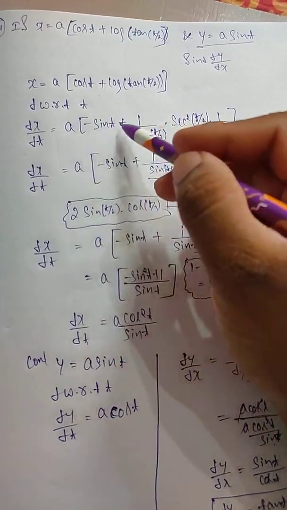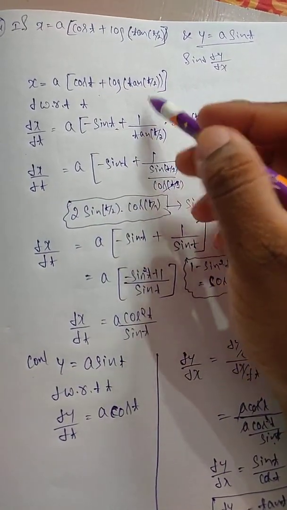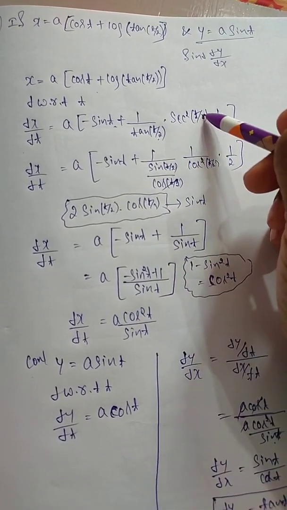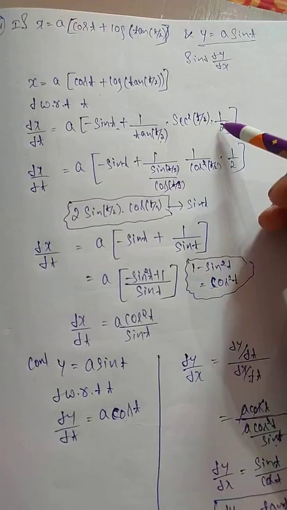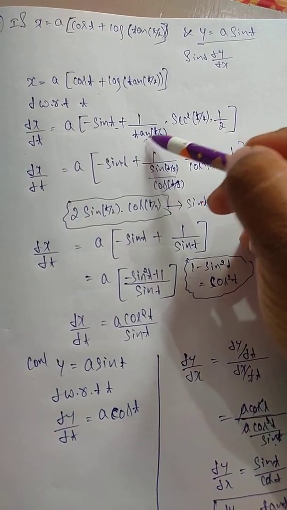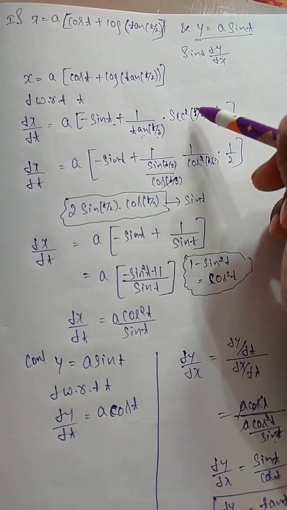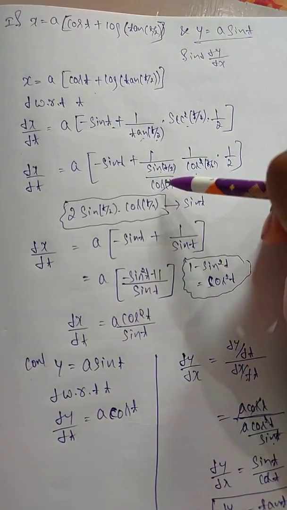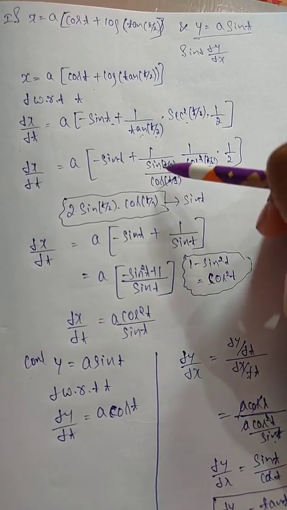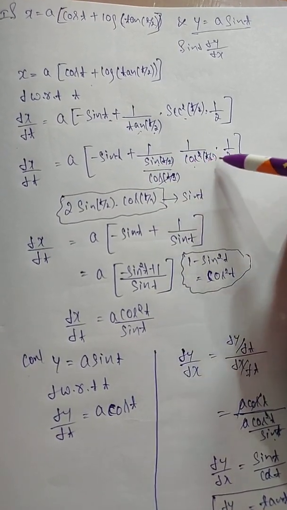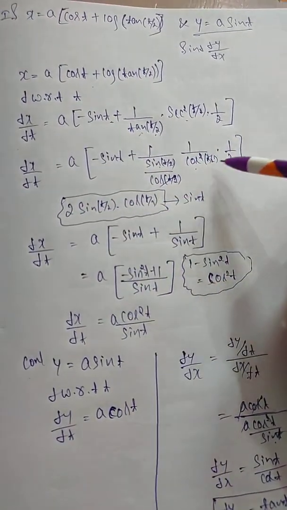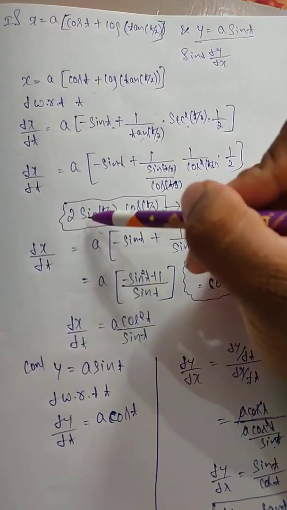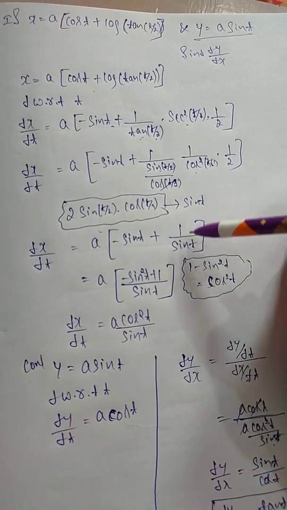Here the differentiation of cos t is minus sin t. The differentiation of log tan t by 2 is 1 by tan t by 2. Again, the differentiation of tan t by 2 is secant square t by 2, and the differentiation of t by 2 is 1 by 2. So this is a chain rule differentiation. In the next step, tan t by 2 is written as sin t by 2 by cos t by 2, and secant square is written as 1 by cos square t by 2, into 1 by 2. Cos t by 2 cancels. In the denominator we get 2 sin t by 2 into cos t by 2. This is the half angle formula, so it can be written as sin t.